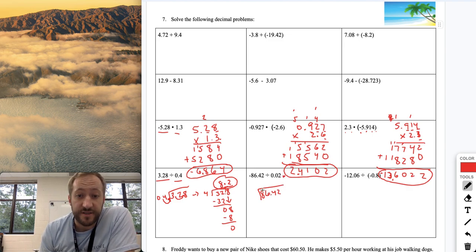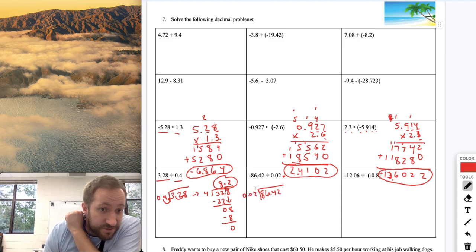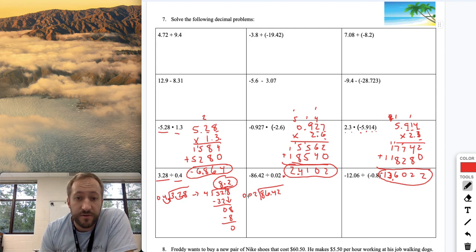The divisor is the second number. It goes on the outside, 0.02. Now this is not a whole number, but I need it to be. Instead of 0.02, I want this to be 2. I'm going to make it a whole number by moving it 2 spaces. Whatever I do on the outside, I have to do on the inside. Move it 2 spaces.